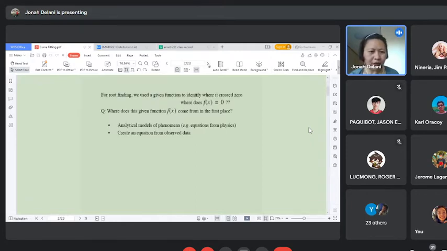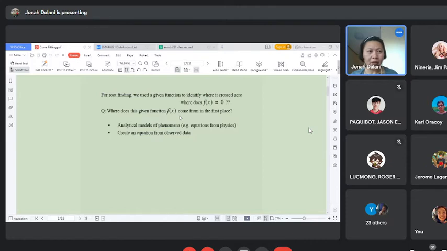Maura gihapon atong introduction. So when we had our root finding method before, we are given a function and then we identify asa dapit ang function cross sa 0, right? We have f of x equals 0. Now the question is, asa magtaan ang function, right? I think itubag na siya atong when we had our discussion for interpolation.